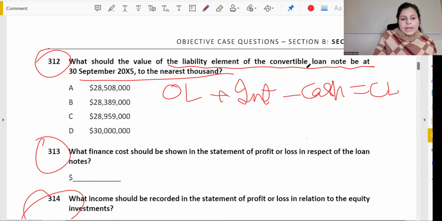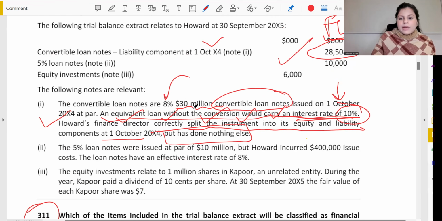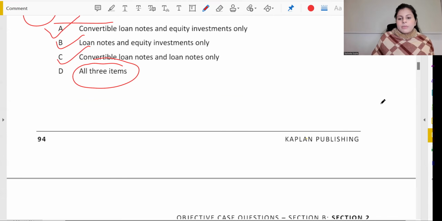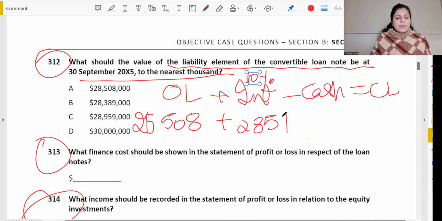So I'll say the opening liability is 28508. Which interest rate will I use? I will use 10%. That's the rate of a similar loan note without conversion. So what is 10% of this? Yes, 10% is 2851 approximately.